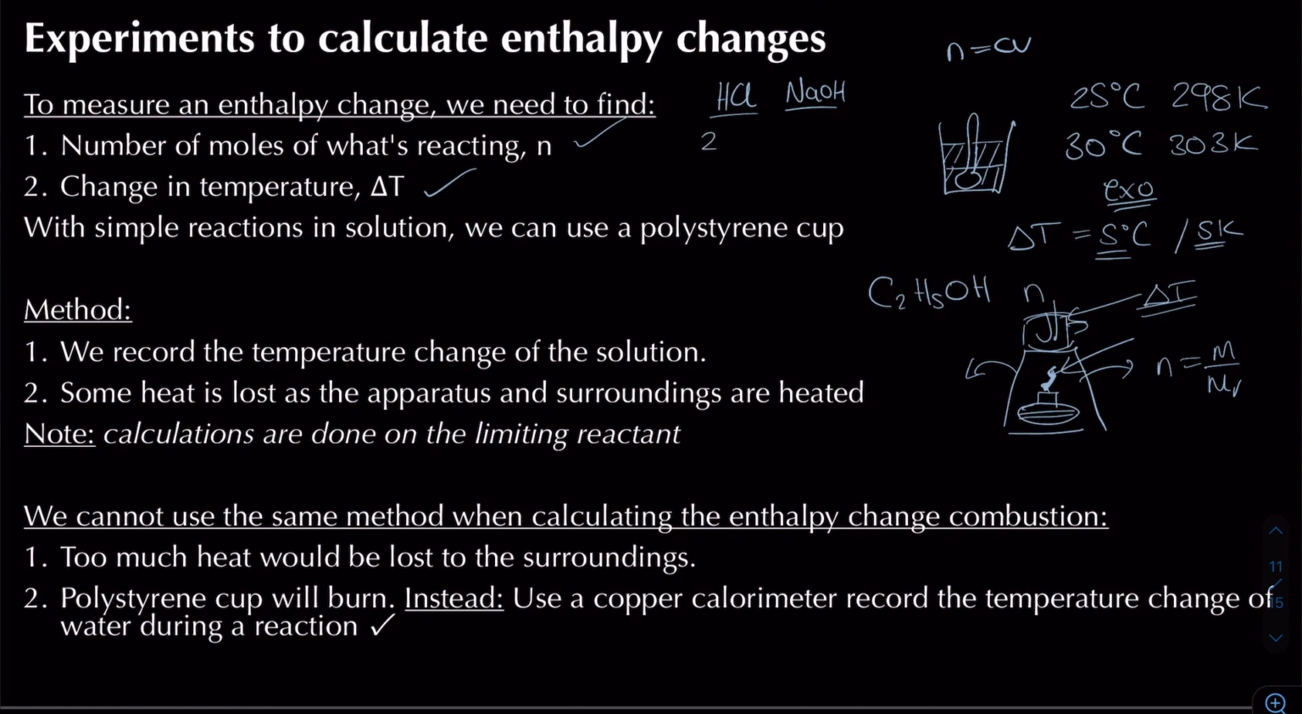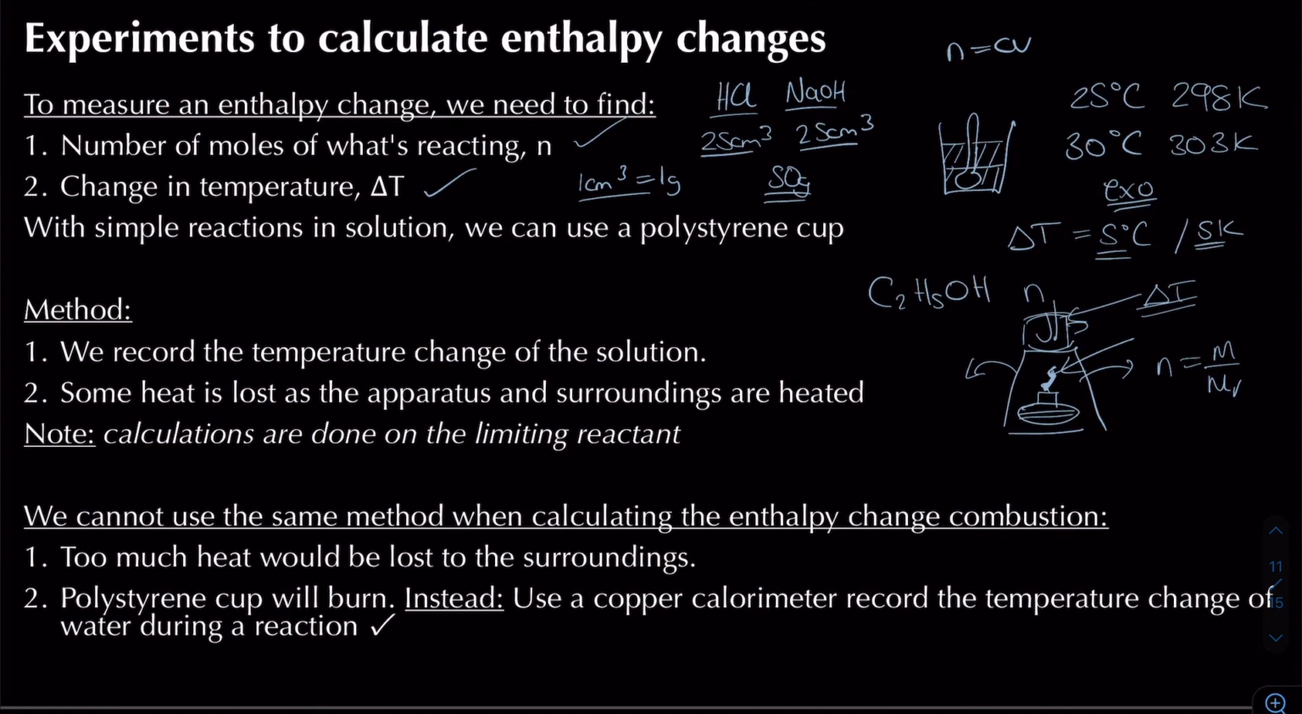Let's say if I've got 25 centimeters cubed of HCl and 25 centimeters cubed of sodium hydroxide, I need to make the following assumption that 1 centimeter cubed is equal to 1 gram when dealing with water or solutions. And so I can say overall the mass of the solution is going to be 50 grams, because 25 plus 25 is 50 centimeters cubed. 50 centimeters cubed is going to be equal to 50 grams of solution actually being heated itself.